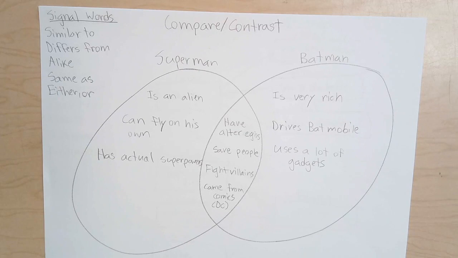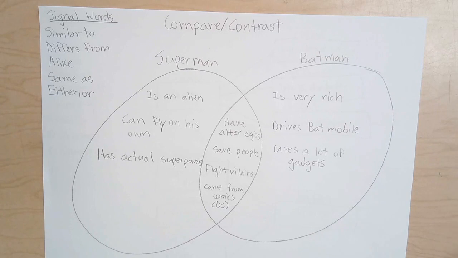Another structure that you might be familiar with is compare-contrast. That is when the author tells how two subjects are similar and how they are different. Sometimes they might make a value judgment. They might be arguing that one is better than the other, or they might just be comparing them. You never know. Some signal words you might see here are similar to, differs from, alike, same as, or either or sentence structures.